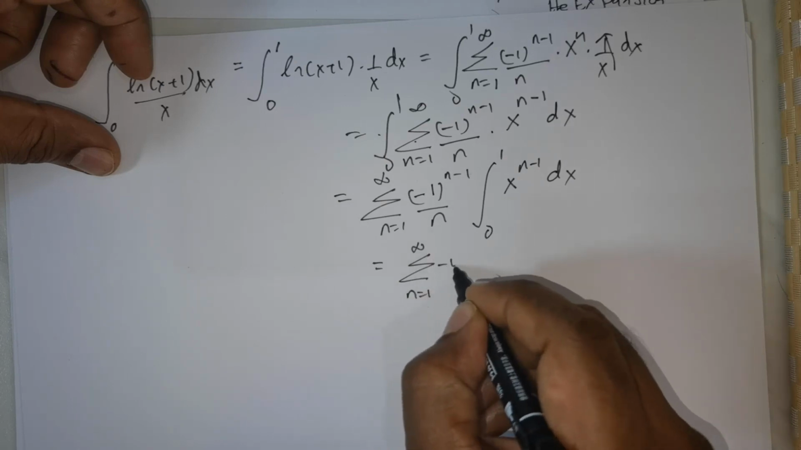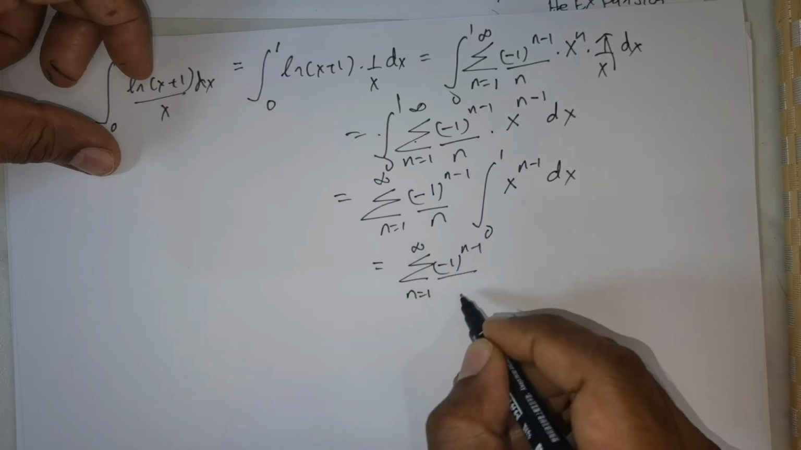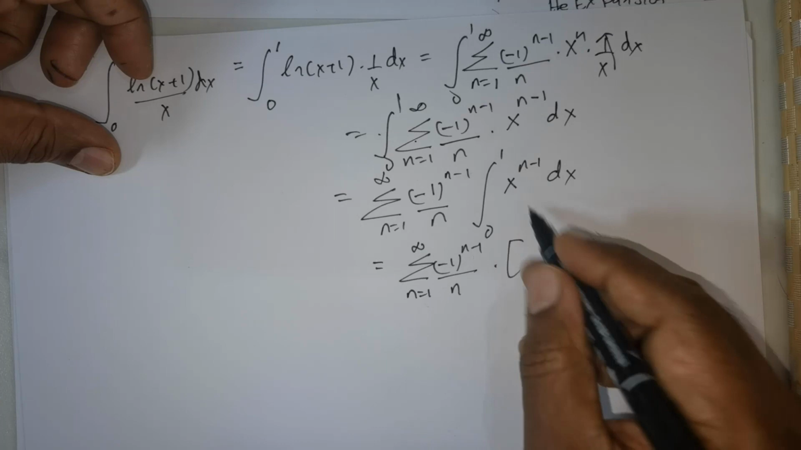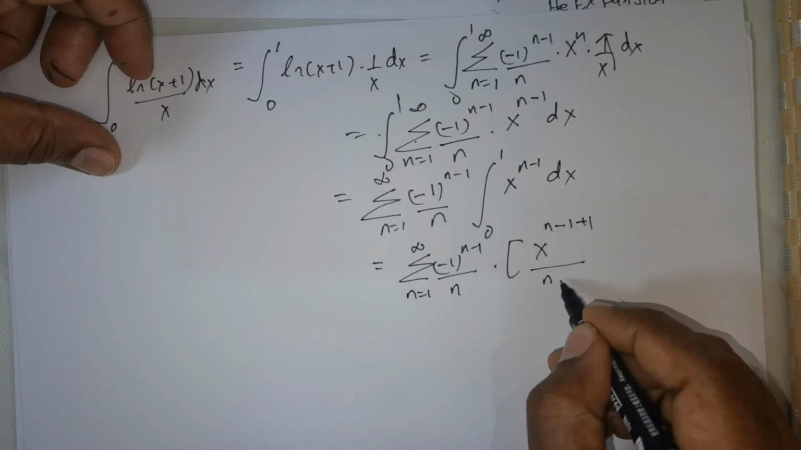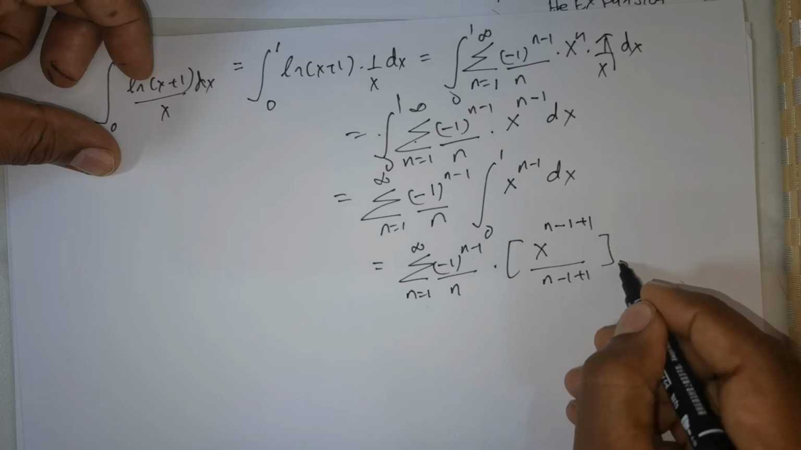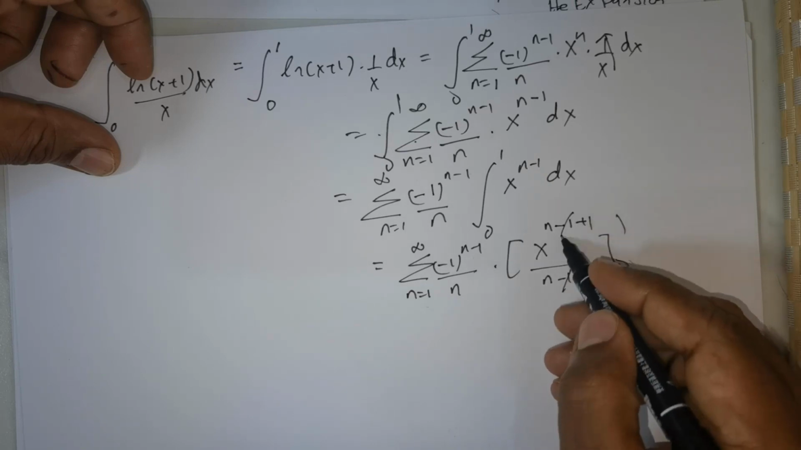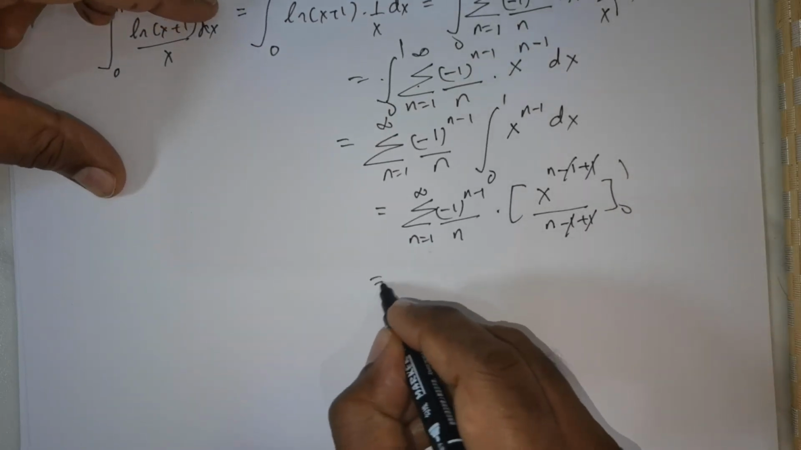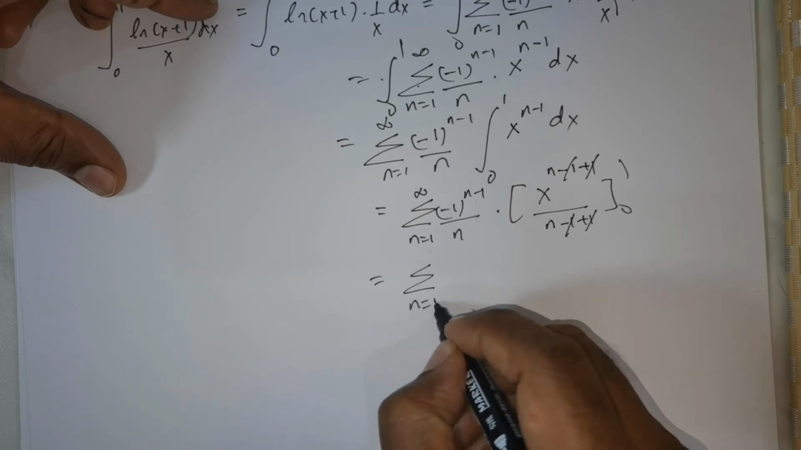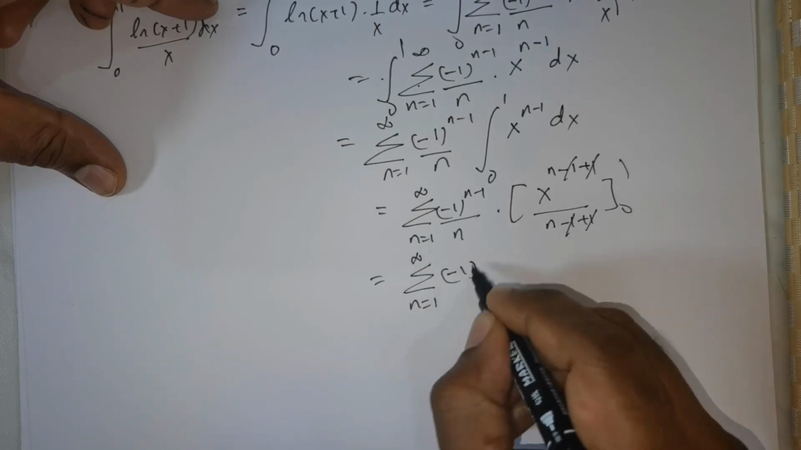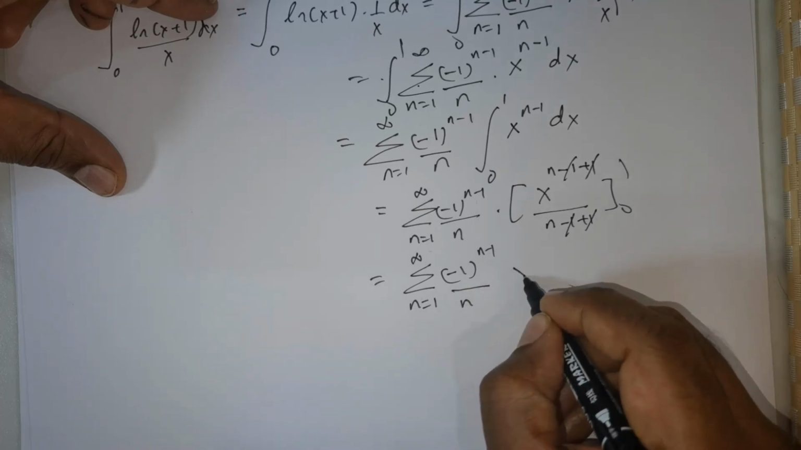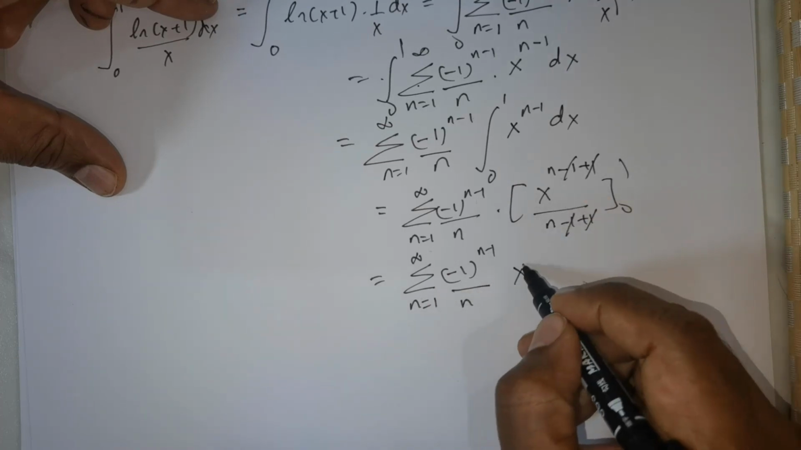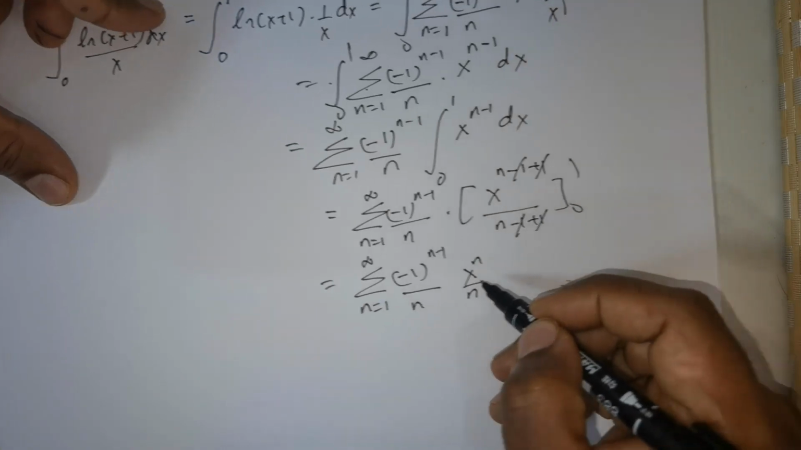Now this is straightforward integration, and this is going to give you sigma n equals 1 to infinity of (-1)^(n-1) divided by n times, when you integrate, x raised to the power of n-1+1 divided by n-1+1, limits are 0 to 1. The -1 plus 1 gets cancelled, giving me sigma n equals 1 to infinity of (-1)^(n-1) divided by n times x^n divided by n.